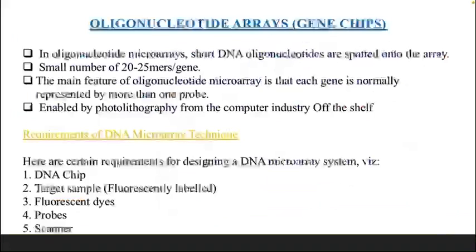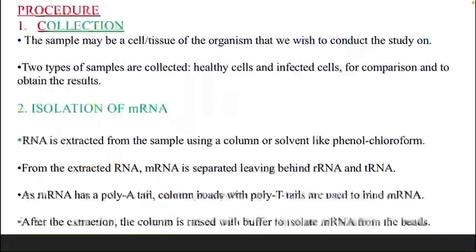So what are the requirements of this oligonucleotide array? So here we need the DNA chip, target sample which is fluorescently labeled, fluorescent dyes, probes and a scanner for analysis. So first of all, we want to collect the samples. Those samples can be collected from the tissue of the organism that we wish to study, and we can collect two types of cells, healthy cells and defected cells, for the comparison of the results.